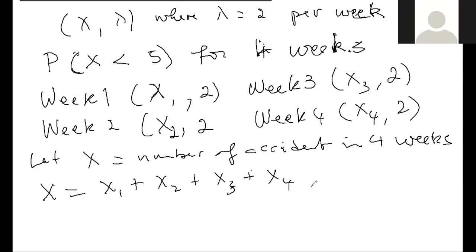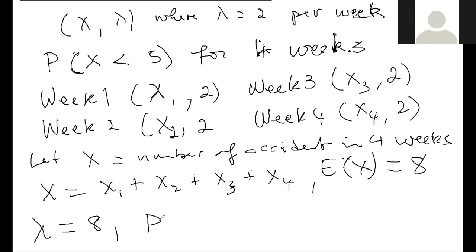And you will see that the remark that we made for 2 can extend to any finite number, not infinite, finite number of Poisson distributions. So we will say that E of x, the mean of x, will be 2 plus 2 plus 2 plus 2 equals 8. So lambda equals 8. And we want the probability that x is less than 5.